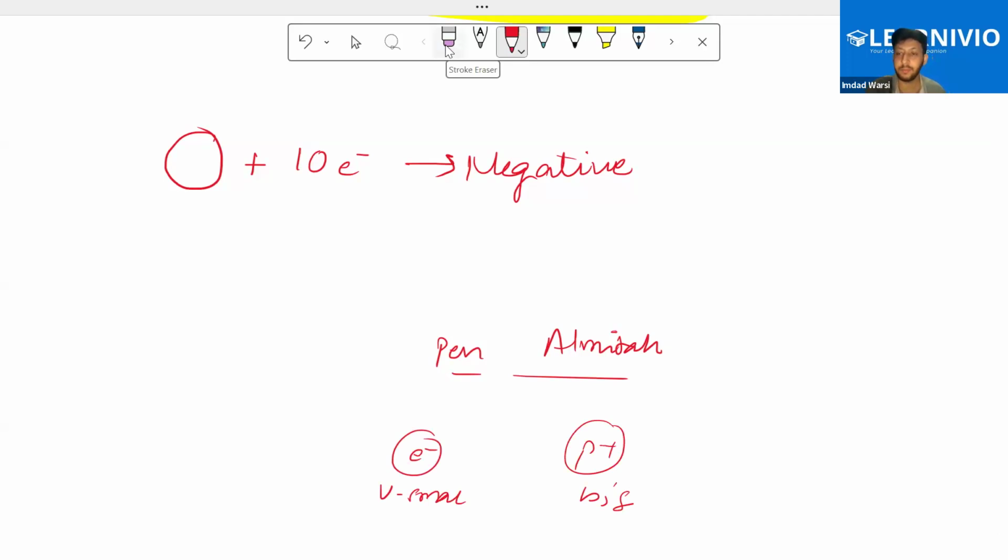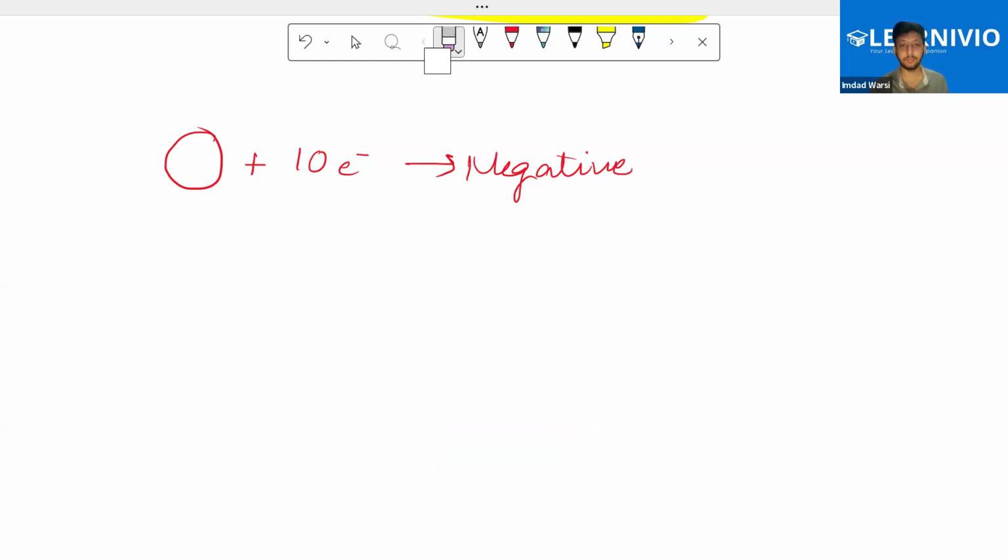But both are the same amount of charge. Yeah, charge is the same, but it is very heavy. So usually what we do is give electrons or take electrons. We don't give and take protons. It can be done, but it is not usually done at your level.